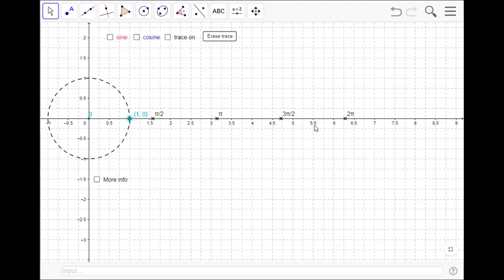Hello students, now let us study the graph of the trigonometric functions sine and cosine. Before drawing the graph, you should know the definition of sin x. If you take the function y is equal to sin x, here x represents the angle made by the point OP with the positive direction of the x-axis.